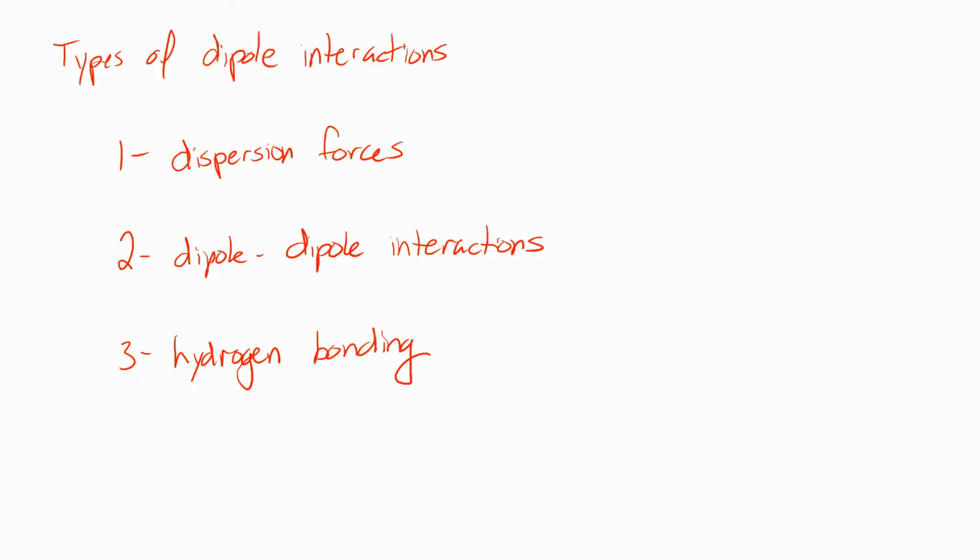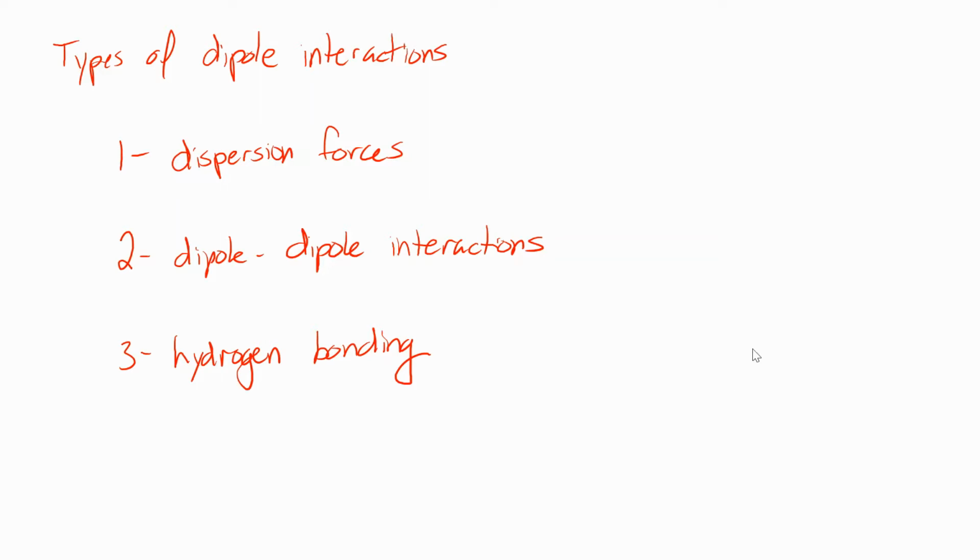I'm just going to flip this over to the PowerPoint slides. There are three types of dipole interactions that we're going to worry about. The first one is dispersion forces. The second is dipole-dipole interactions. And then the third one is hydrogen bonding. These are ranked in order from weakest to strongest. The weakest is dispersion forces. The next is dipole-dipoles. And then the third is hydrogen bonding.